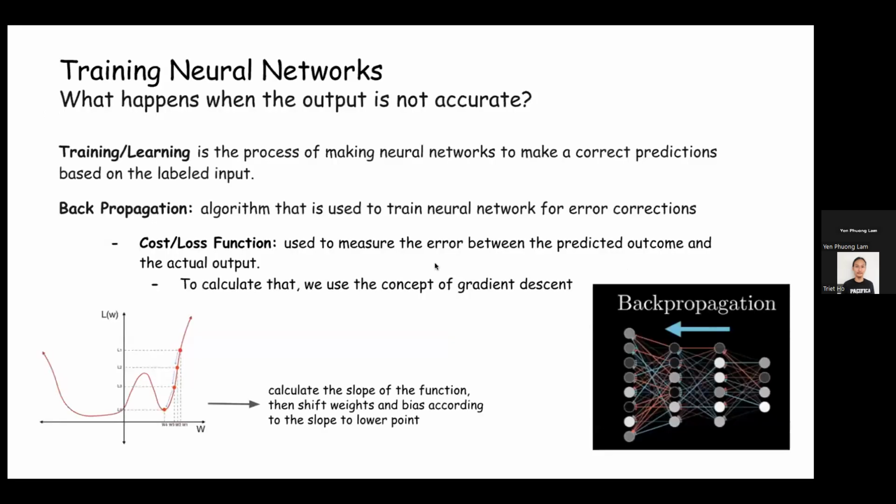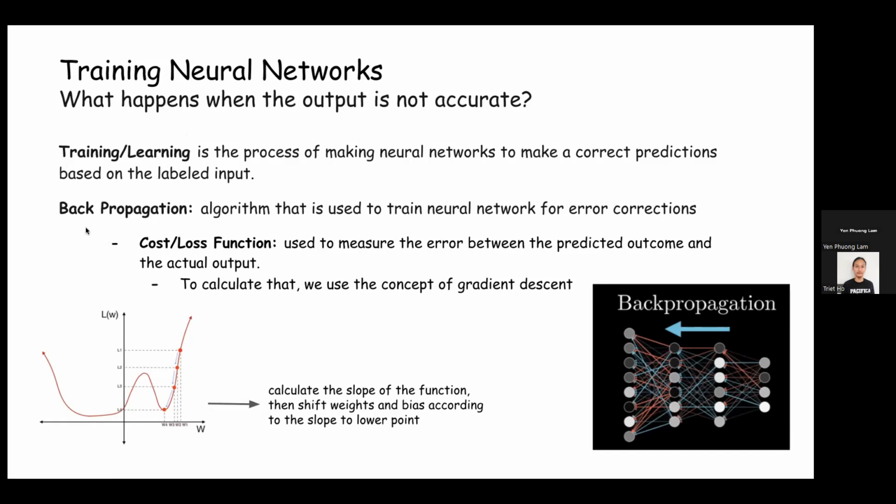So the training process is the process of making the neural network give a correct prediction based on the labeled input. We have to make sure that the neural network gives us the right answer for the input, so we have to teach the neural network to do that. The output is not always accurate. So what happens when the output is not right? We have to do backpropagation.